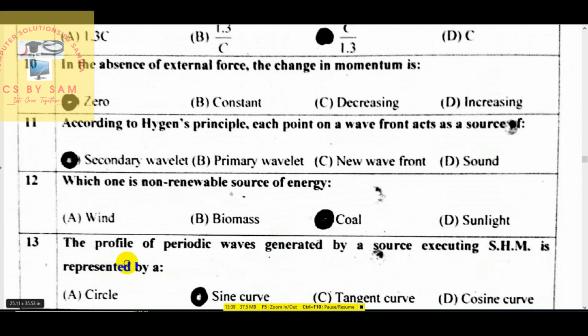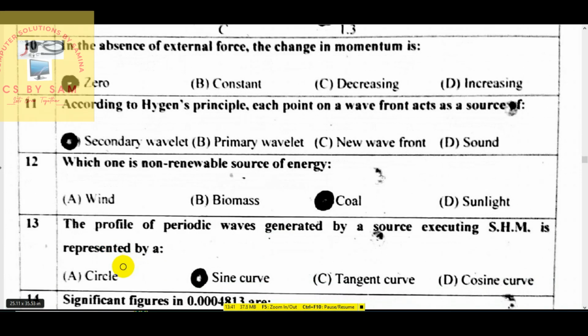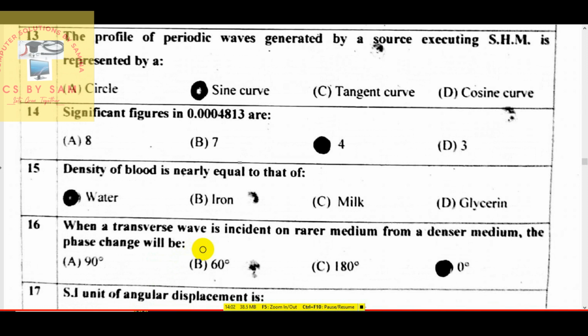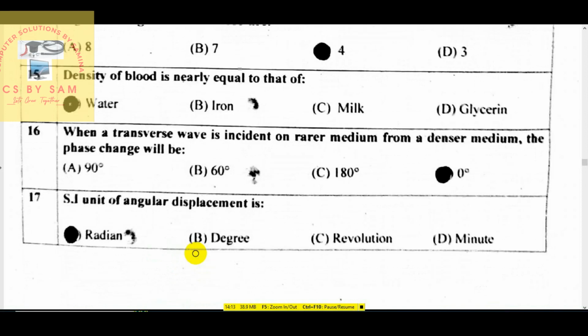According to Huygens principle, each point on a wave front acts as a source of secondary wavelets. Which one is non-renewable source of energy? Coal. The profile of the periodic waves generated by a source executing SHM is represented by a sine curve. Significant figure in 0.0004813 are 4. Density of the blood is nearly equal to that of the water.